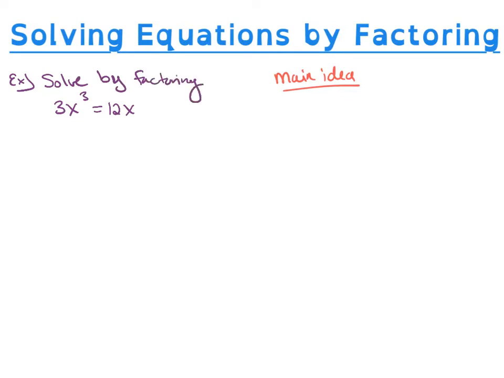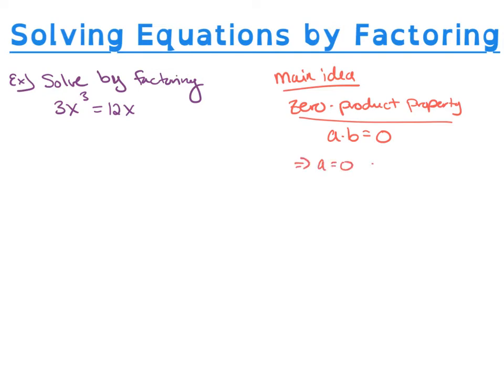Now here's the main idea. The main idea is something called the zero product property, or maybe even the zero factor property. It says that if you have two quantities multiplied together, and you don't know what they are, but you know that their product is equal to 0, that means that one of them must be equal to 0. So if a times b equals 0, then either a equals 0 or b equals 0.